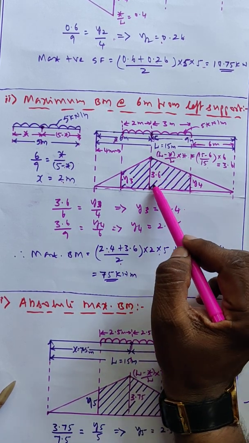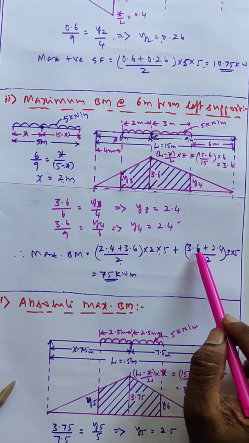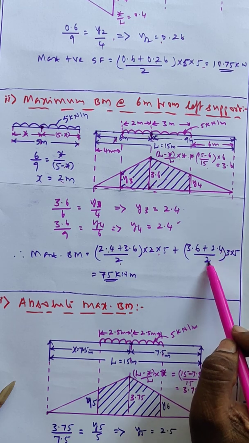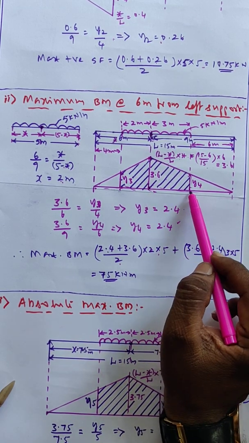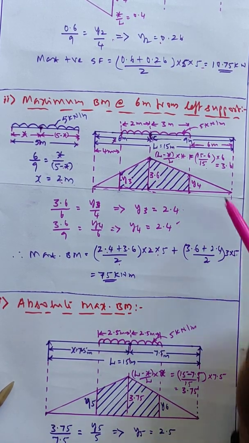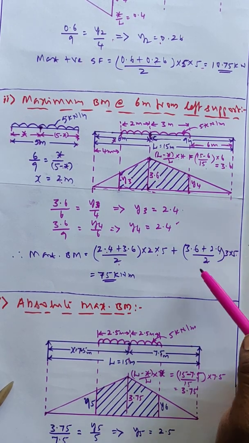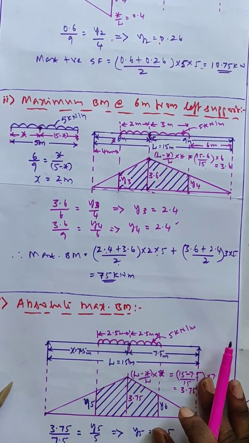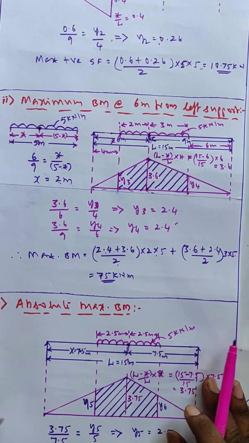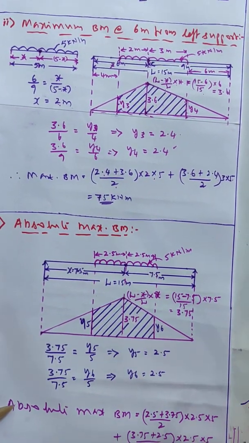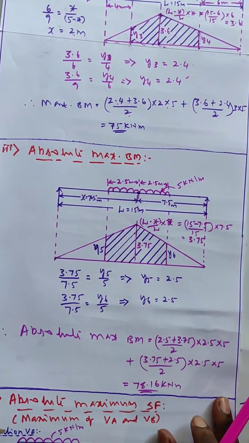plus 3.6 plus y4, it is 2.4 only, 3.6 plus 2.4 by 2 into average height into length is 3 meter into intensity is 5 kilonewton per meter. I got 75 kilonewton meter. Now I have to calculate absolute maximum bending moment when the UDL is lesser than the span.